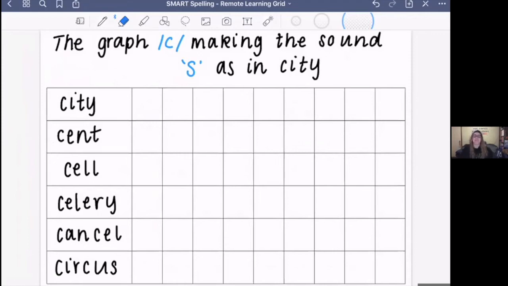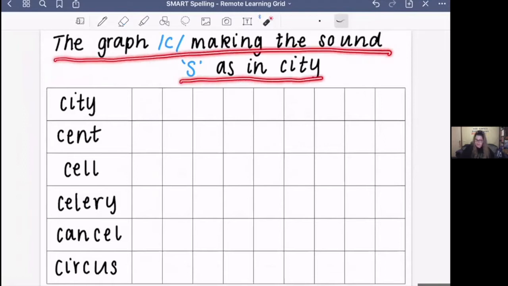Hi kids, welcome to week 5 of spelling. This week we are learning about the graph C, making the sound S as in city.